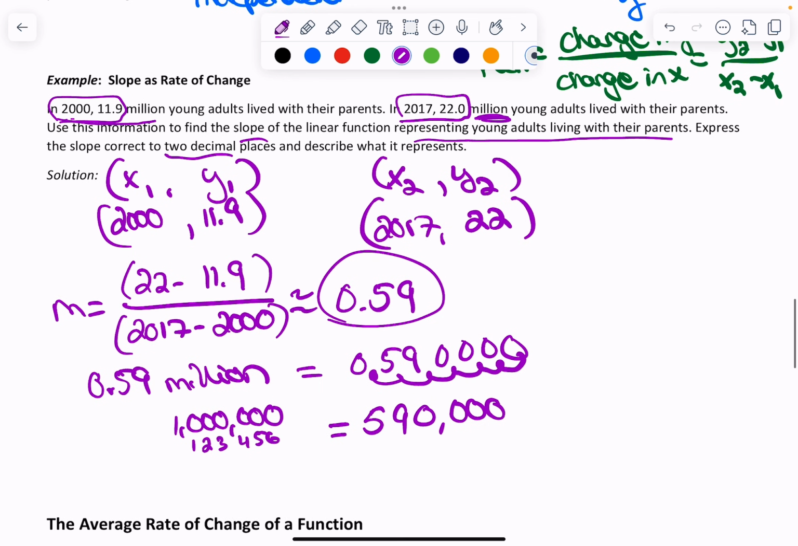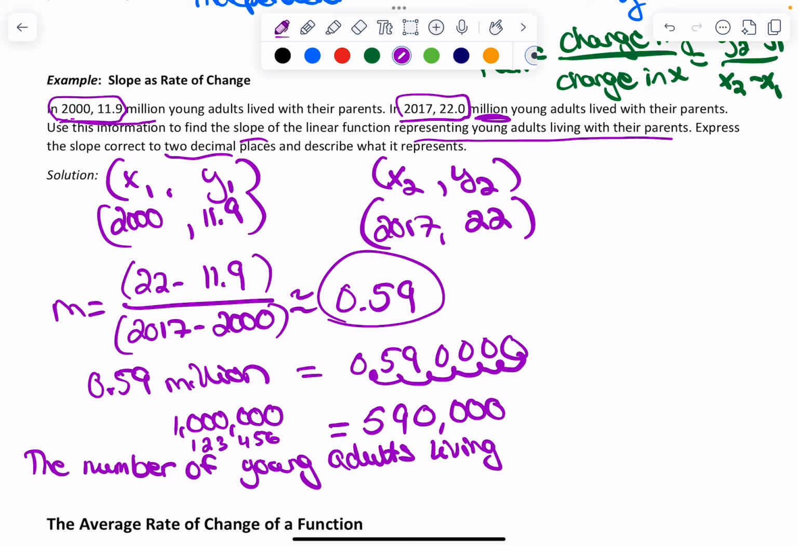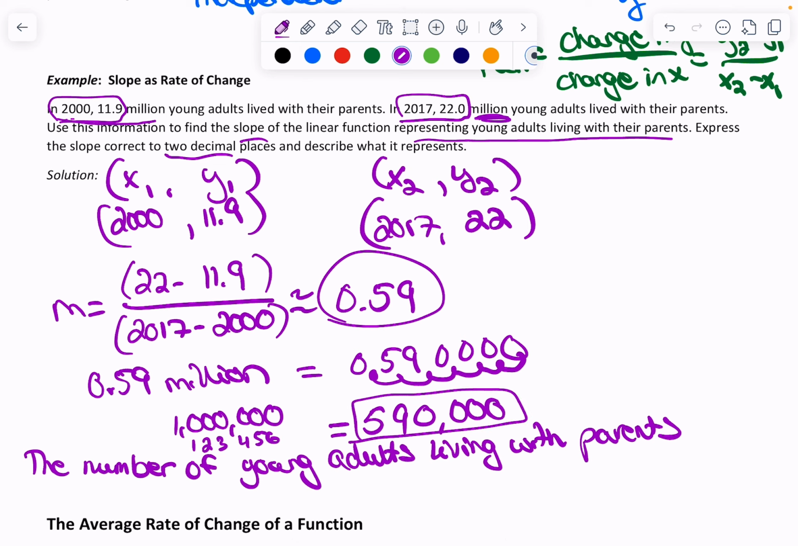Okay, so now we need to interpret this. So the number of young adults living with parents. Now, again, slope is rate of change, and this is our slope. It's a positive slope, so that means that it increased at a rate of 590,000 per year.